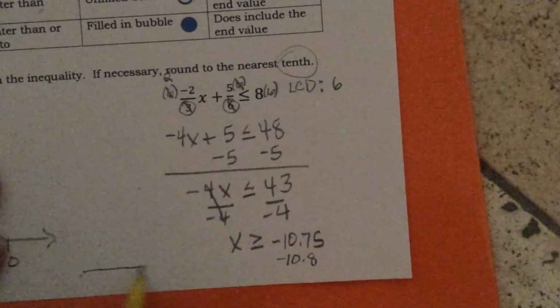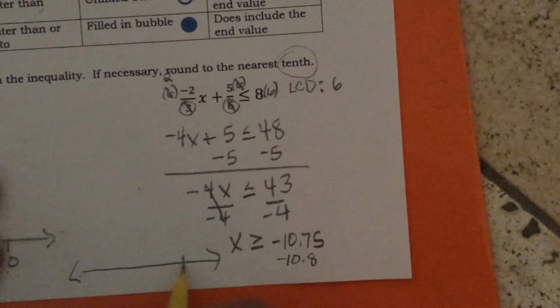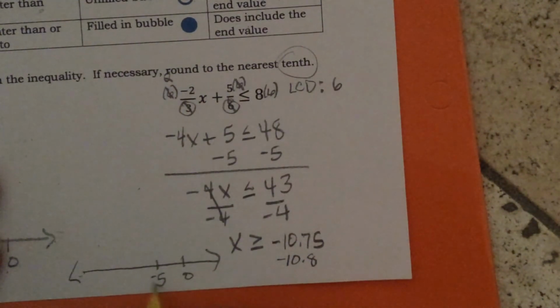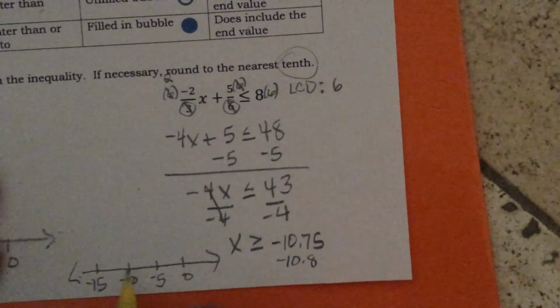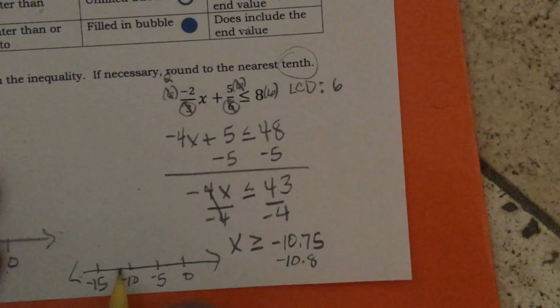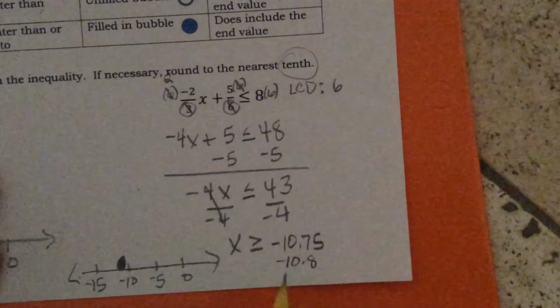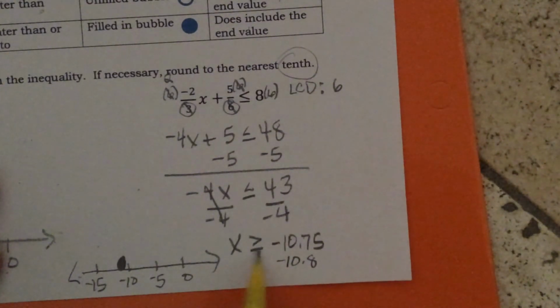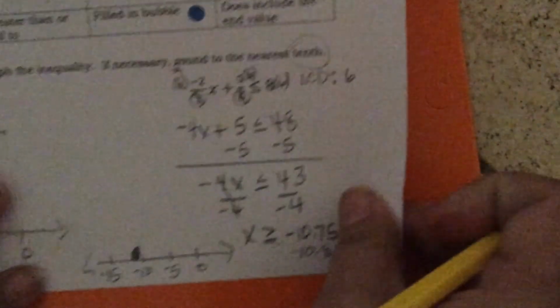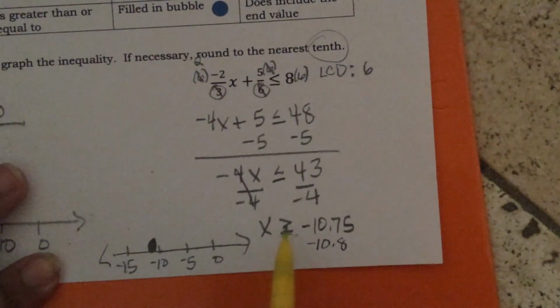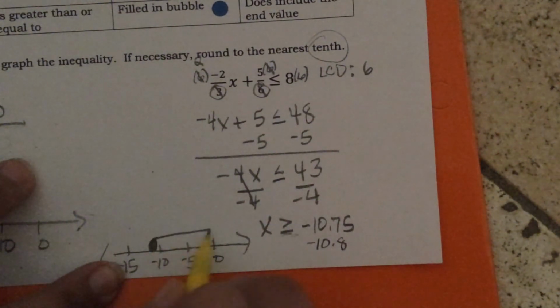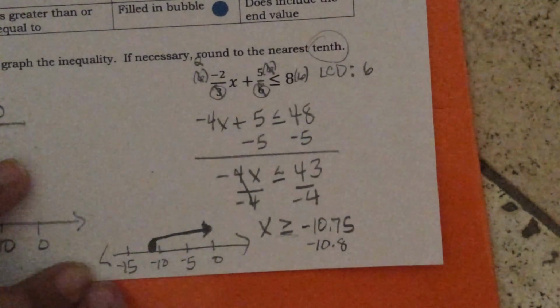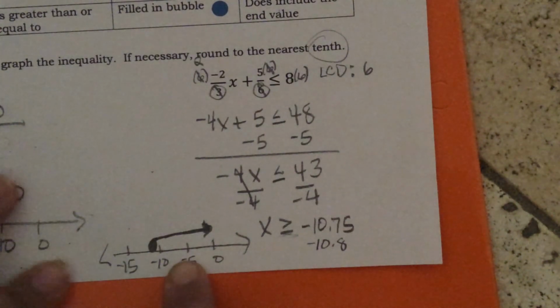And then I'm going to draw my number line. I'm going to go 0, negative 5, negative 10, negative 15. And negative 10.8 is a little bit more on the left side of negative 10. So I'm going to put a bubbled-in circle. And it's a bubbled-in circle because it has a little line right here. That means that negative 10.8 gets included. And x is greater, so the greater numbers are to the right. So I'm going to make an arrow pointing to the right. So then that's the graph of this solution.